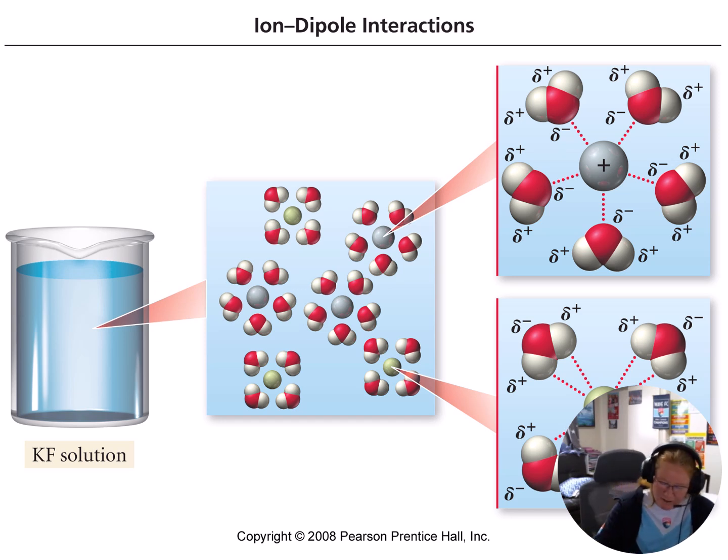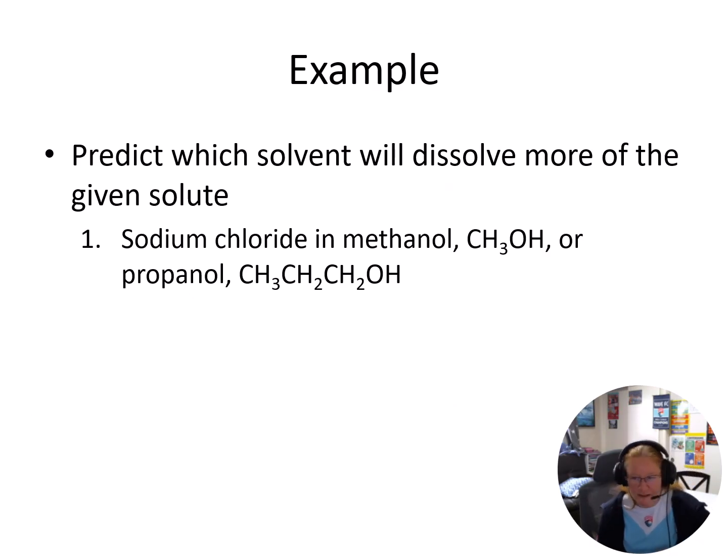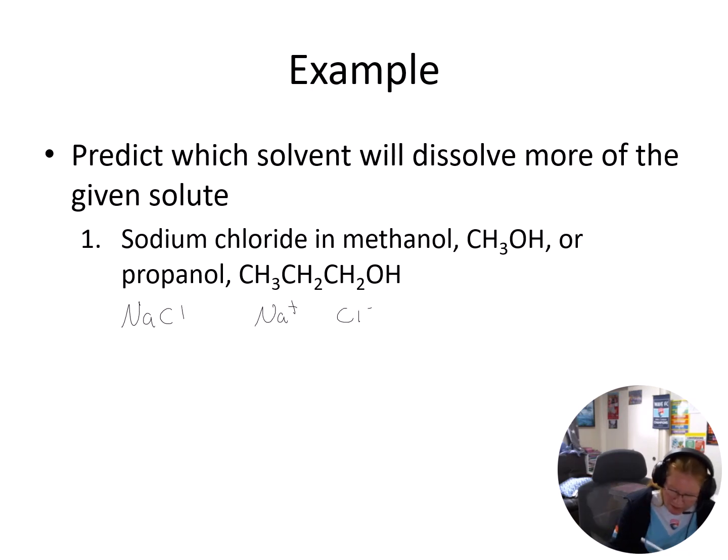Let's do a couple of examples. We're going to look at a solute and two potential solvents and figure out which solvent will dissolve more of the solute. Sodium chloride is our solute, and our potential solvents are methanol or propanol. So think about sodium chloride. What do you think is going to happen? It's an ionic substance that likes to split up into sodium ions and chloride ions.